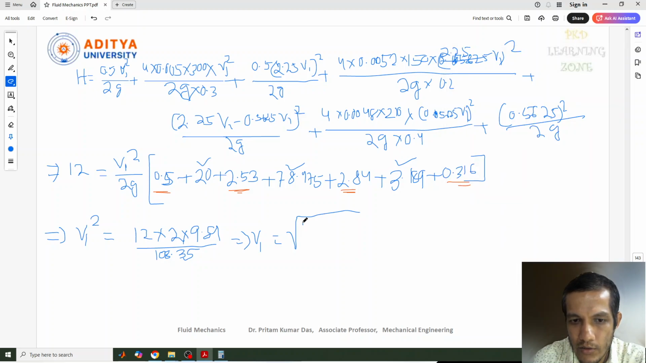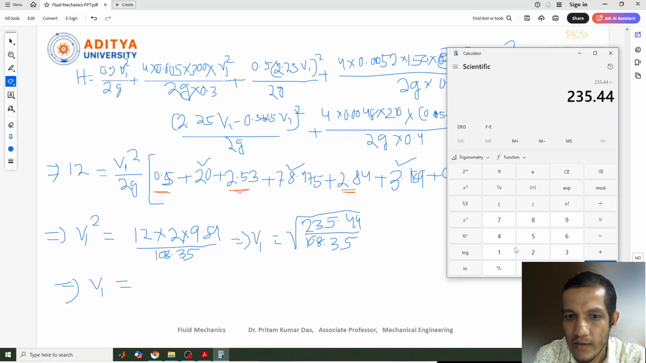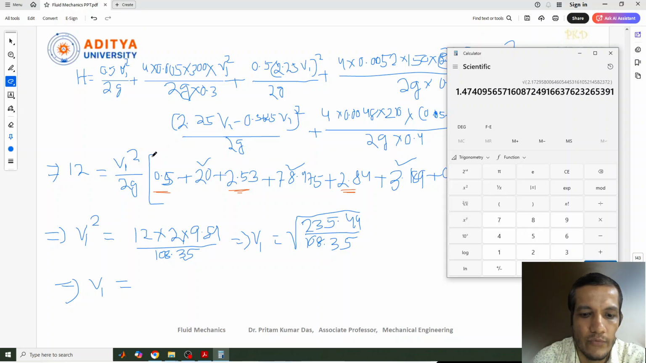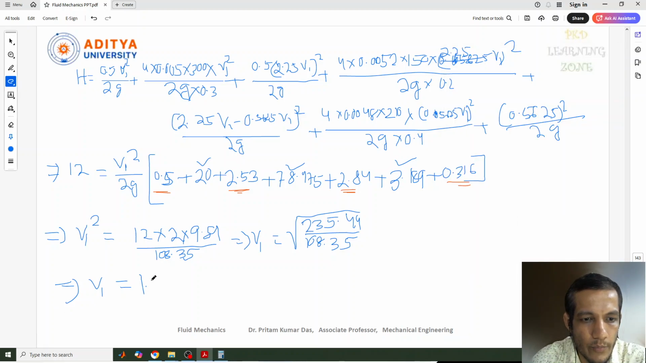235.44 divided by 108.35. So finally we can get the value of velocity equal to just this divided by 108.35. This is root over of this, 1.474. So 1.474, this much meter per second.